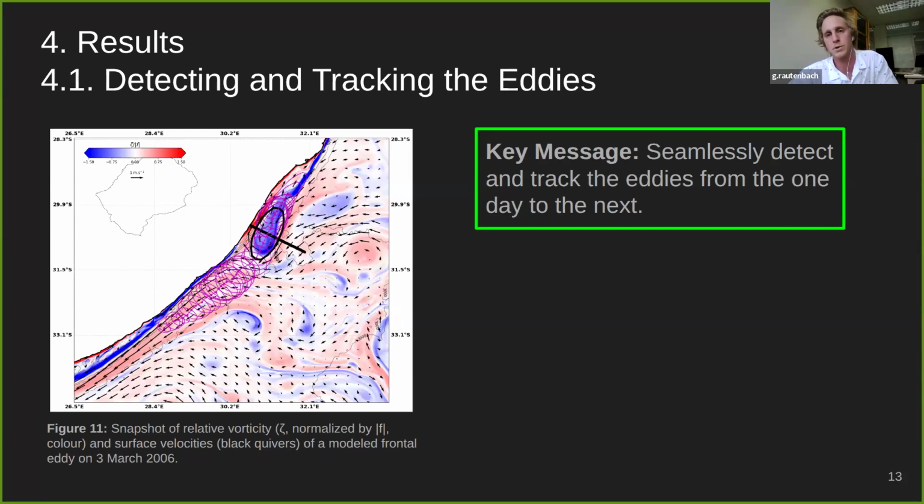For those that don't know, relative vorticity is really just a rotation relative to the Earth, where the negative, or the blue, is cyclonic circulation and the positive is anticyclonic circulation. So that's clockwise rotating and anti-clockwise. But what I really wanted to show you here is that we can track the eddies from one day to the next. And what is also quite interesting is that the orientation of the eddy changes from an elliptical shape at the generation in the KwaZulu-Natal Bight here to a more circular shape as it propagates downstream and eventually dissipates.